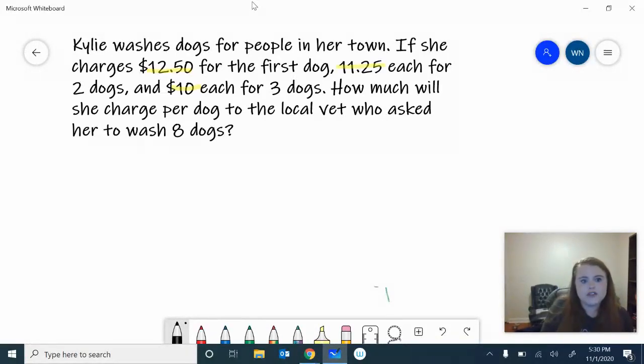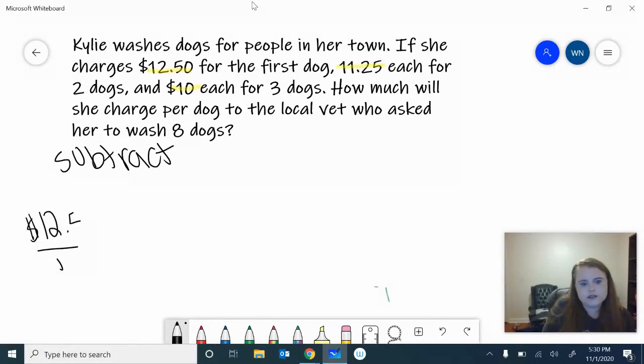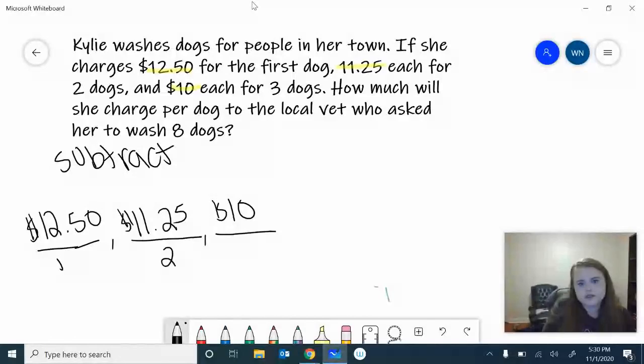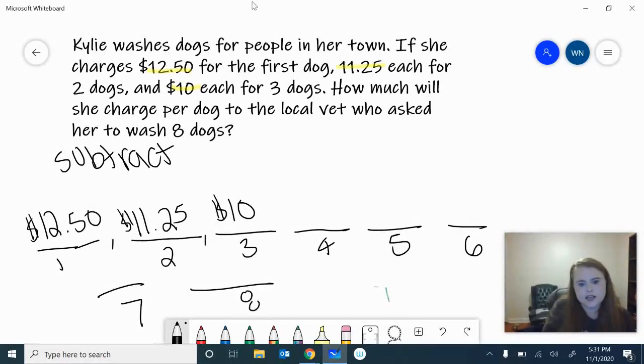So I know that it's going to be to subtract, because if we're looking per each dog, we see that our numbers are going down. Now we have to figure out what we're going to subtract. So I'm going to go ahead and lay out: one dog is $12.50. Two dogs is $11.25. Three dogs is $10. And he wants to get to 8. So let's do this. 4, 5, 6, 7, 8.